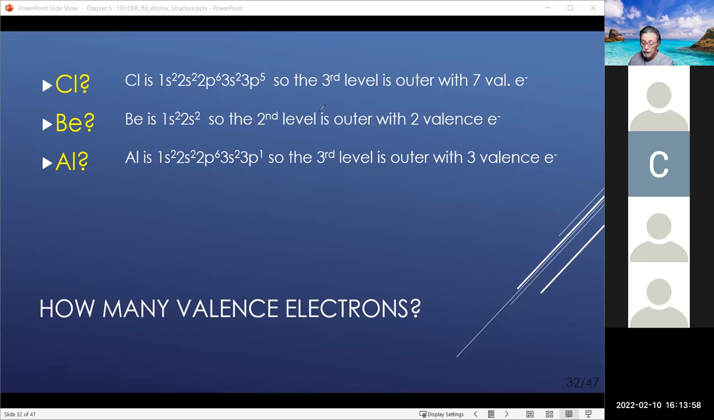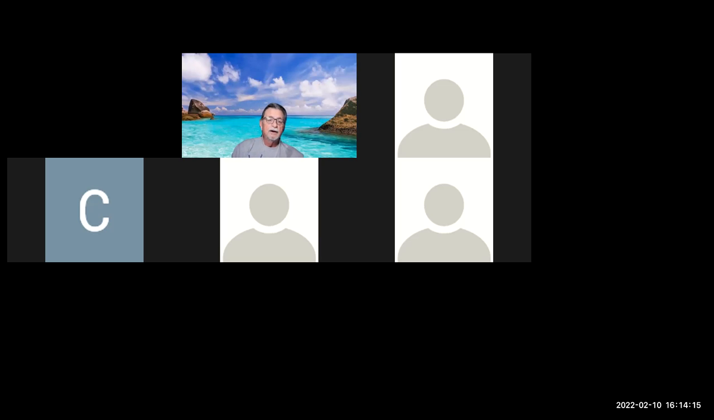And where are we at? We are on slide 32. Any questions? Yeah, practice on figuring out the electron configuration.